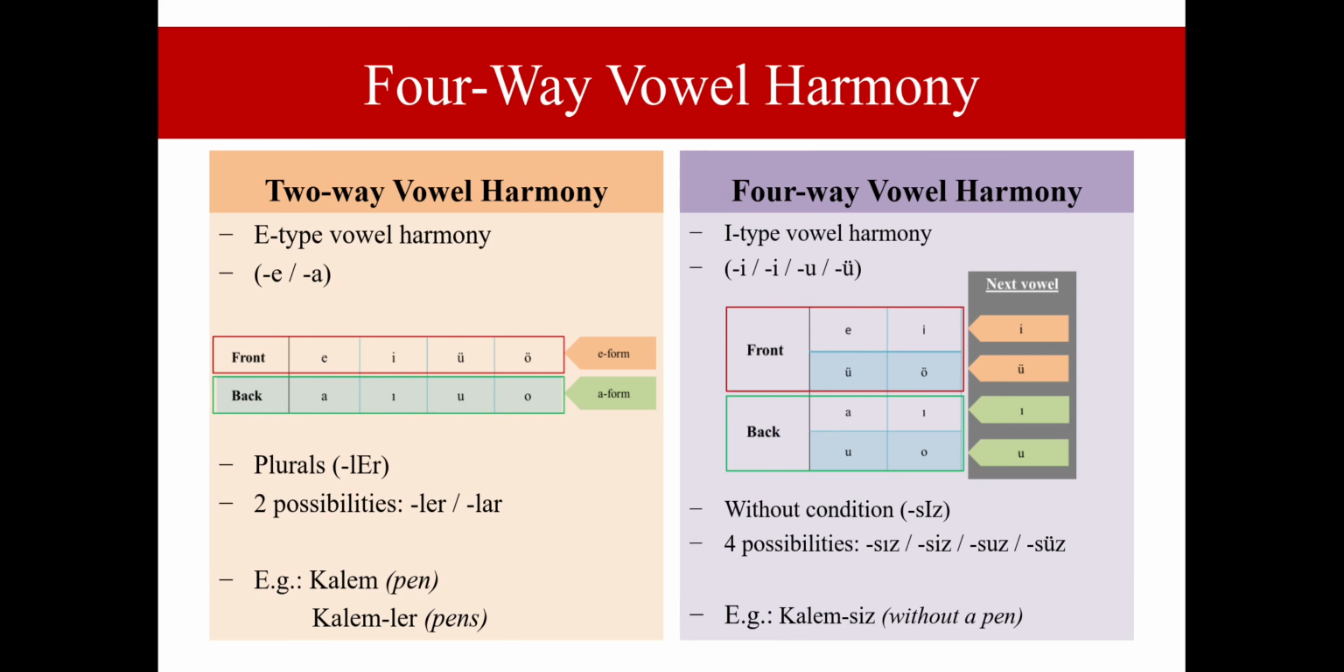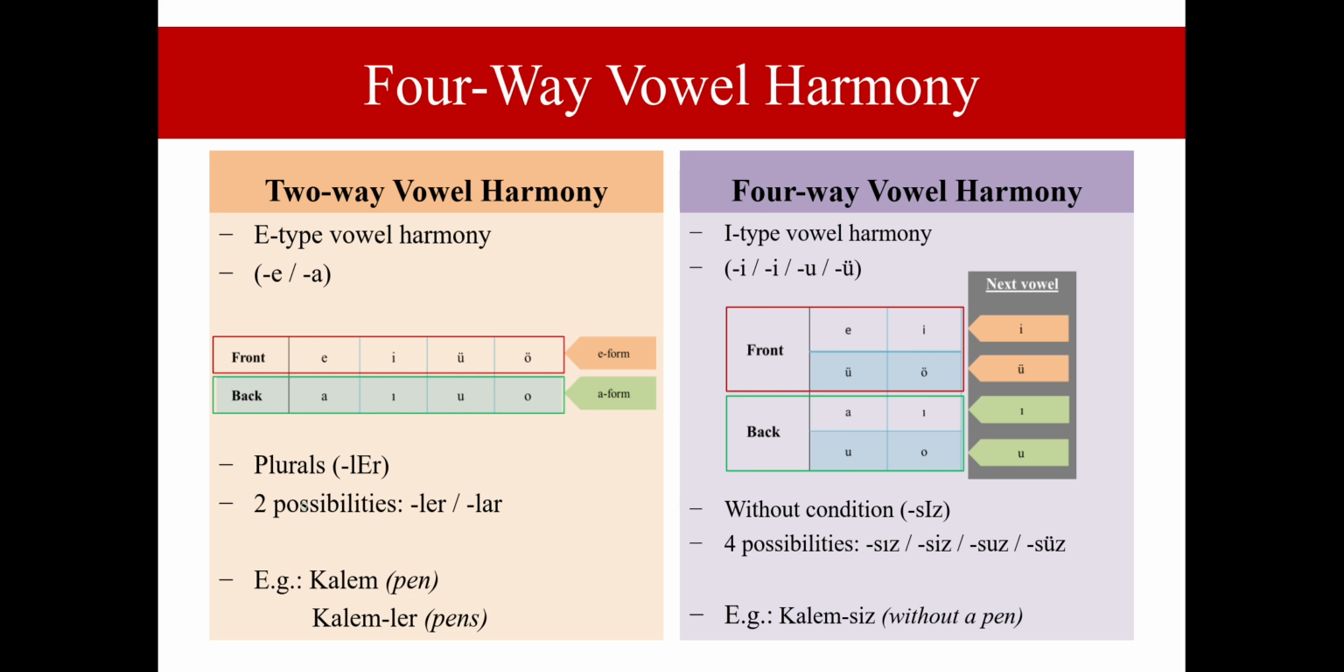Now I'm going to summarize everything that we learned in this video. So we learned about two-way vowel harmony and four-way vowel harmony. Two-way is also known as the E type, and as the name suggests, it gives you two options, the E form or the A form. If the last syllable of the word root has one of the front vowels, that is either A, E, U, you're going to use the E form of the suffix. And on the other hand, if the very last syllable of the word root has one of these back vowels, we're going to use the A form.